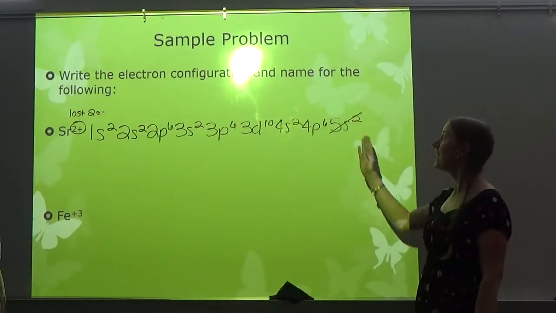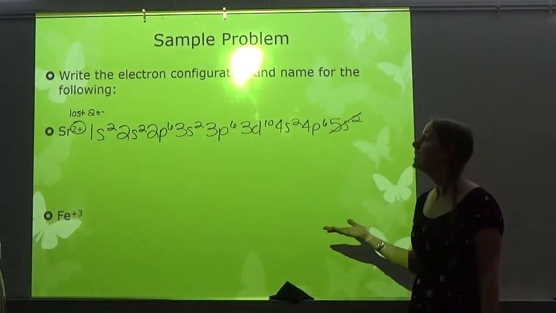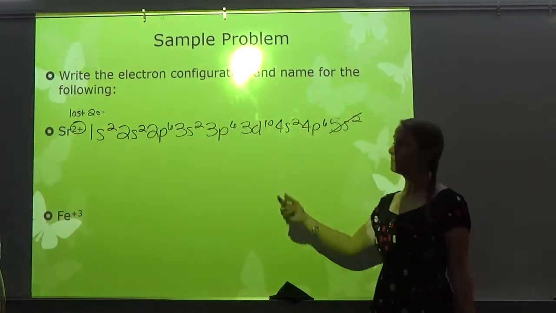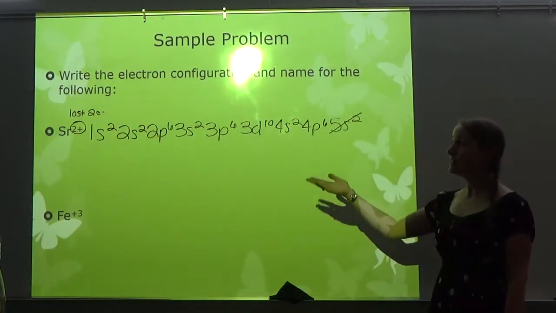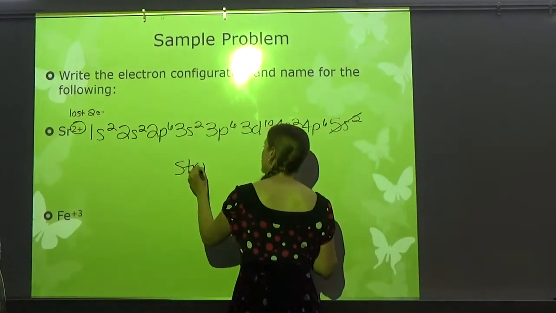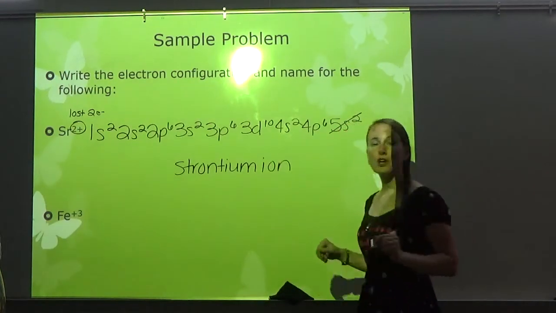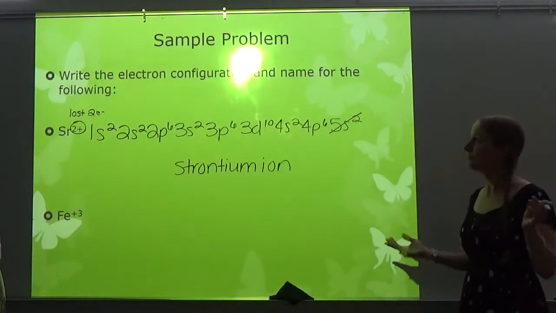In my class, I'm fine if you write it and just cross it out, or you can erase it. Either one is fine, but make sure the sublevels are in order. And then what do we call this? Well, it's called strontium. Since it has a positive 2 charge, it's still just called strontium, but now it's an ion. So I'm going to call it strontium ion. And that's all you do.